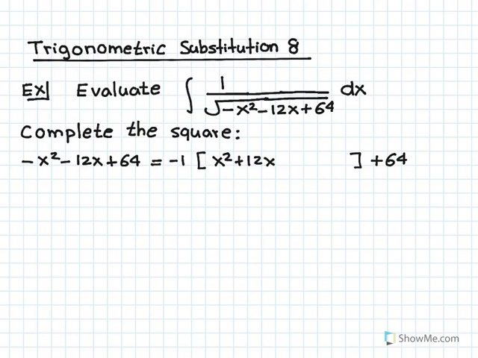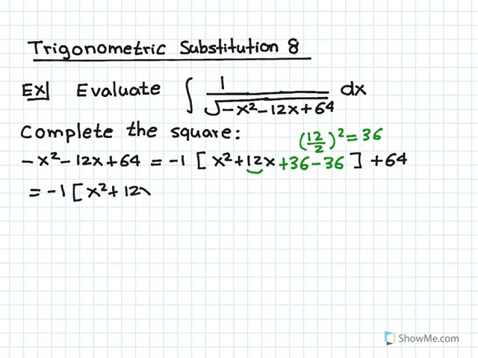Now the idea is to take the number 12, divide by 2, and square it. 12 over 2 is 6, 6 squared is 36. So that's the key: add and subtract the same number. Add 36, subtract 36. So what we have is minus 1 times x squared plus 12x plus 36. And we have negative 1 times minus 36, that is plus 36, plus 64, that gives us plus 100.